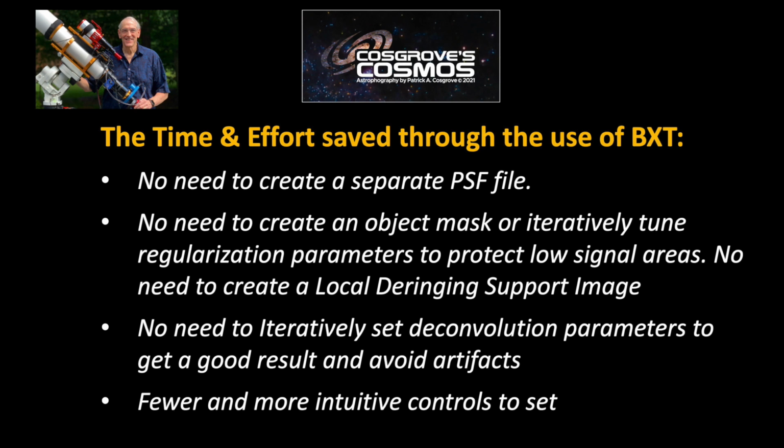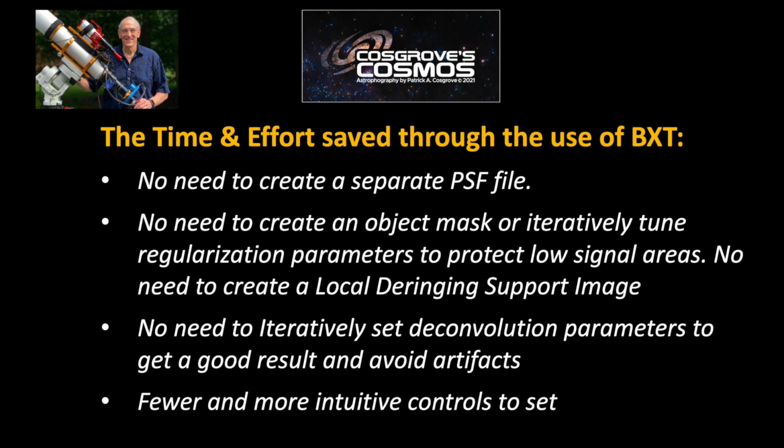There's no need to go in and create an object mask to protect the low signal areas. Or if you're not using an object mask, if you're using the regularization parameters, there's no need to determine what the level of those should be in order to get the effect that you want. There's also no need to create a local deringing support image. None of those things has to be done here.